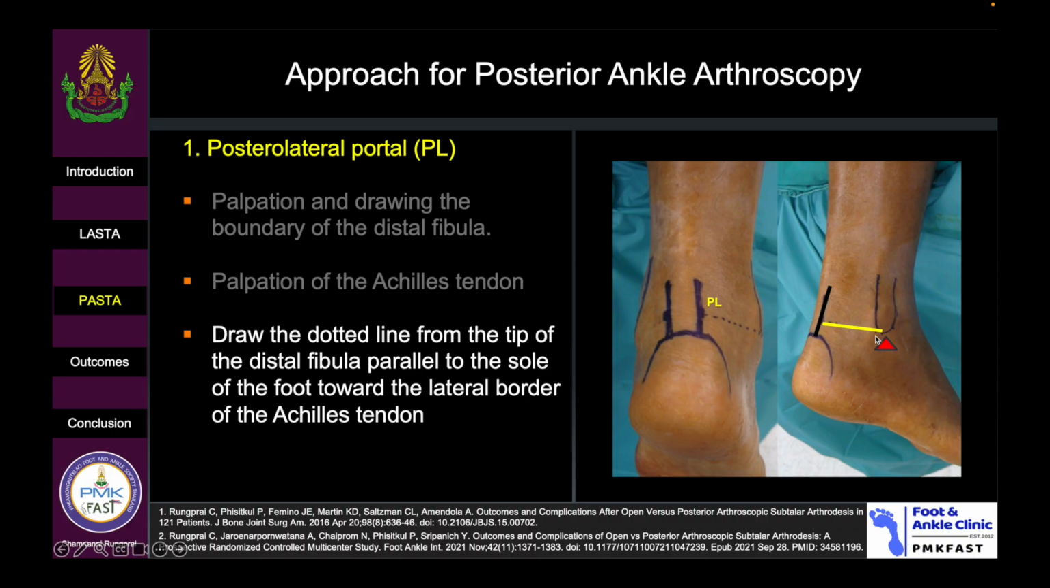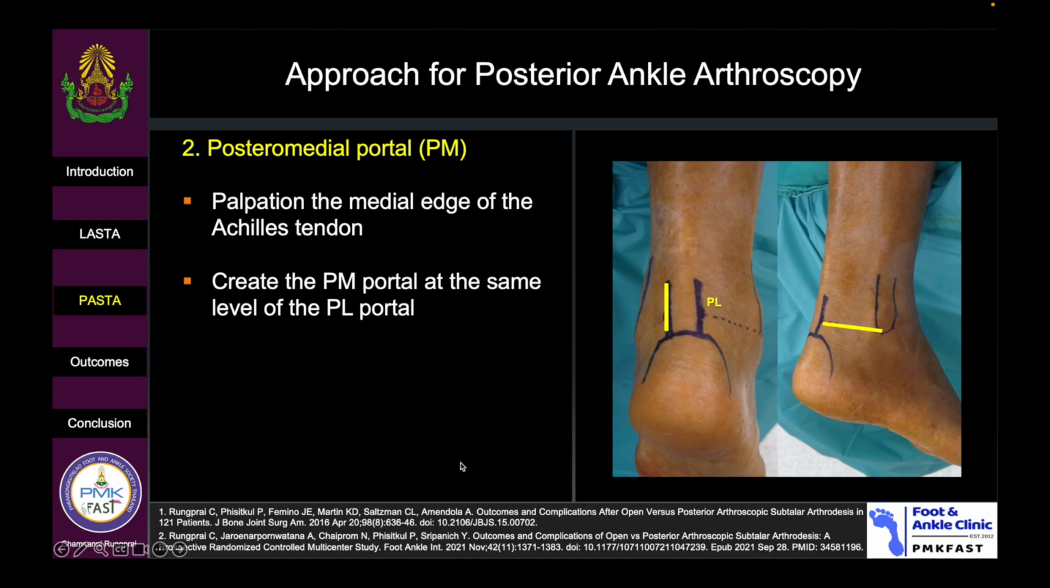Then we connect the line, or make a dot, from the tip of the fibula to the lateral border of the Achilles tendon. So the posterolateral portal is supposed to be just lateral to the lateral border of the Achilles tendon, as shown in the right-hand side picture. The next portal is the posteromedial portal. We palpate the medial border of the Achilles tendon, and the portal should be at the same level as the posterolateral portal and just medial to the medial border of the Achilles tendon.